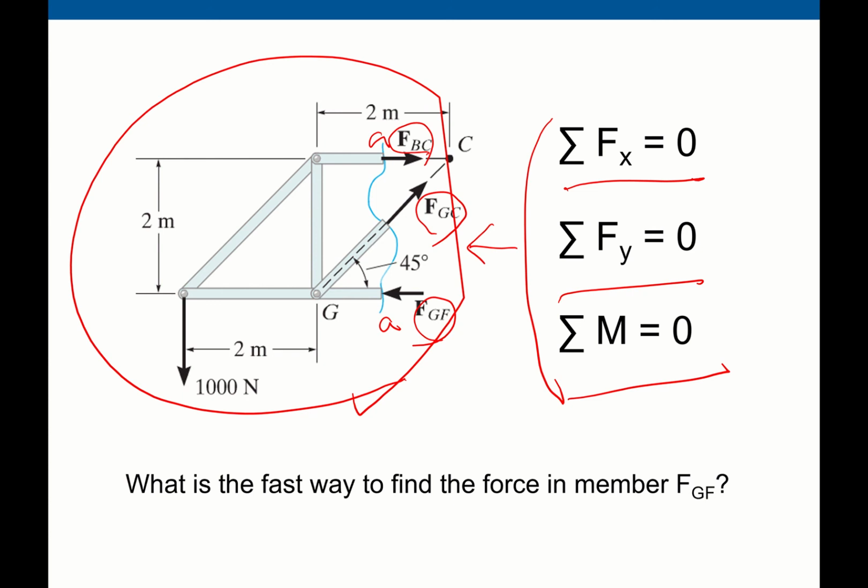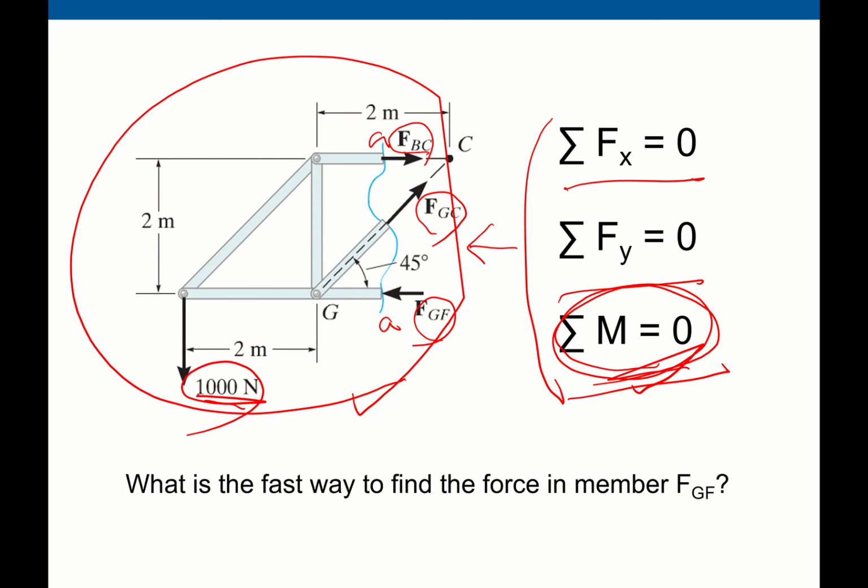The question is, okay, let me ask you, what is the fastest way to find the force in member GF? If you think this structure is in equilibrium, what is the fastest way to find the GF? We have one external force, which is pulling downward, 1000 Newton, and there are no other external forces. In this case, we have to use the moment equation.